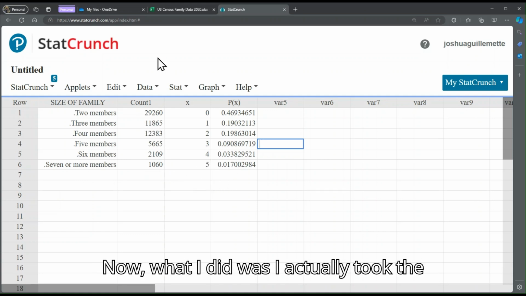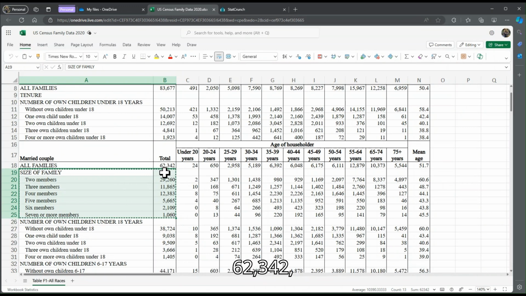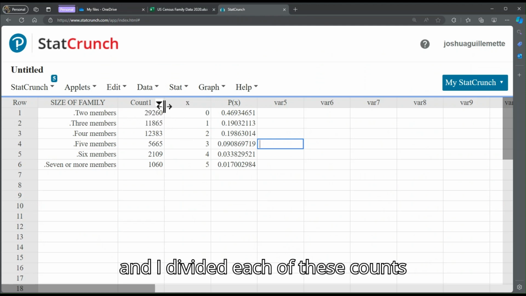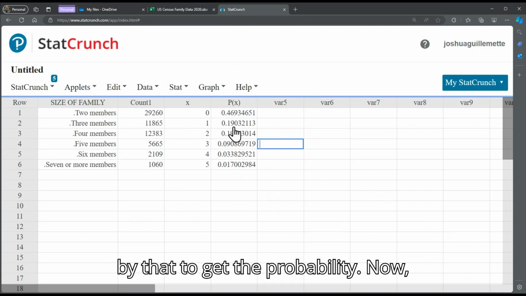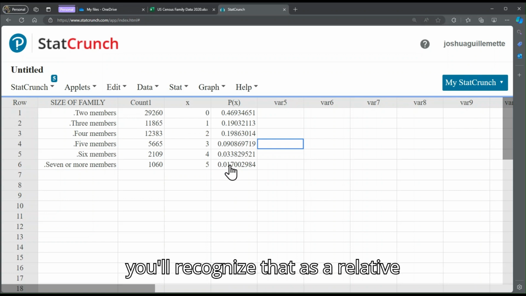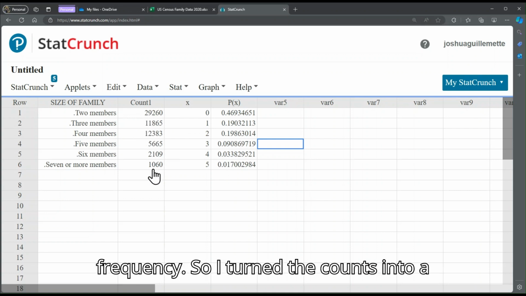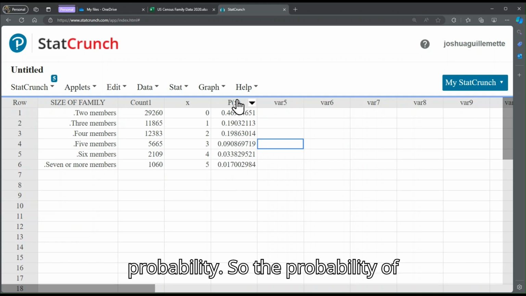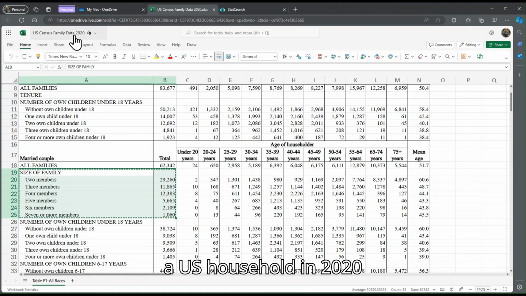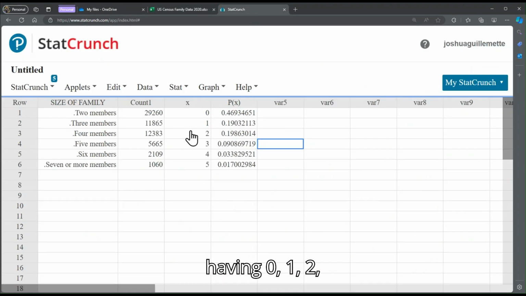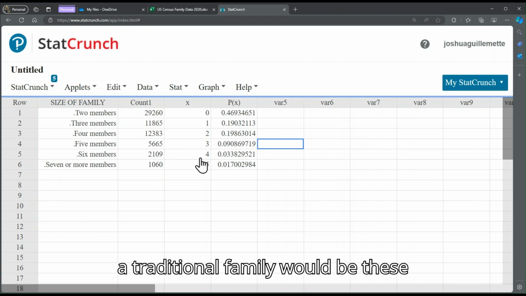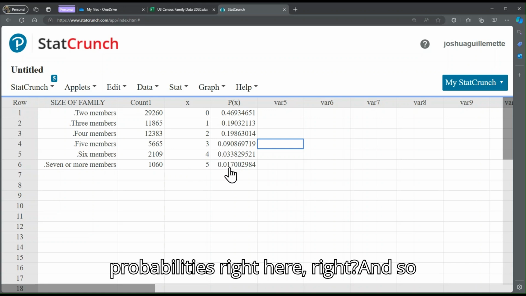Now, what I did was I actually took the 62,342 and I divided each of these counts by that to get the probability. Now, you'll recognize that as a relative frequency. So I turned the counts into a relative frequency, which is the probability. So the probability of a U.S. household in 2020 having 0, 1, 2, 3, 4, or 5 kids, if it was a traditional family, would be these probabilities right here, right?